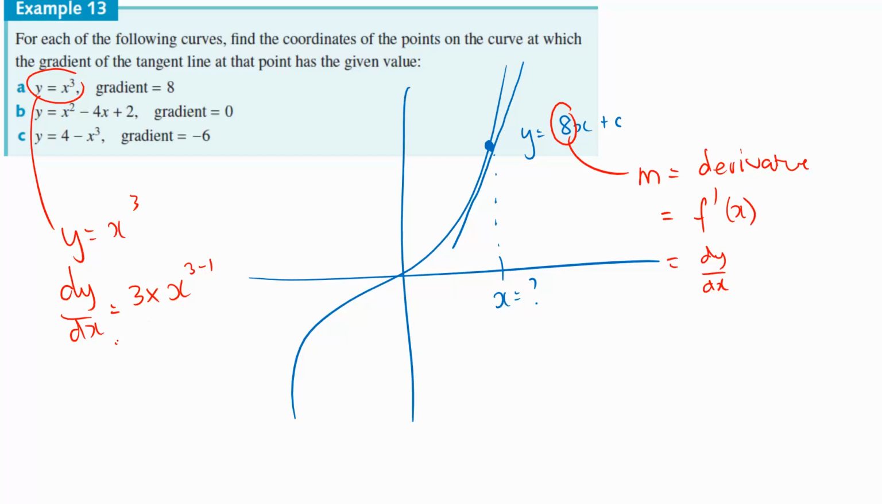Very good, and that simplifies down to? Very good, 3x squared. Okay, so all I did was just the power rule, drop down the power, so 3 times the coefficient, which is 1, times x to the power of n minus 1. That's all I did. 3x squared. Now don't forget, what does this represent again? Gradient. Well, we know what the gradient is. They told us the gradient is 8. So this 3x squared has to equal 8.